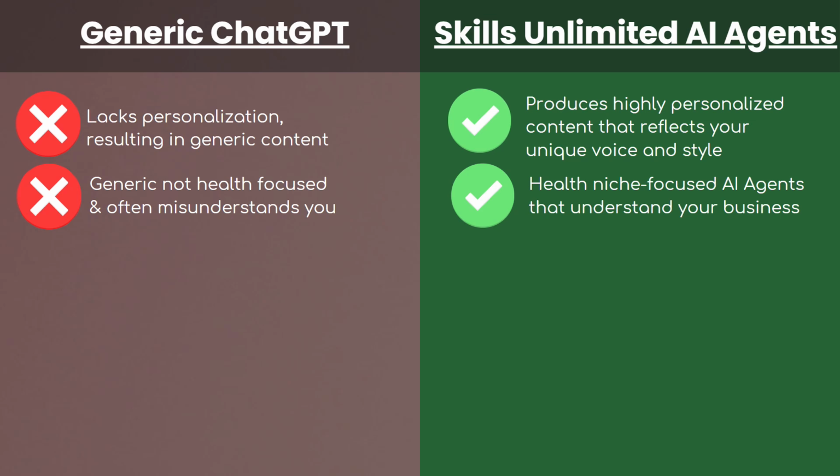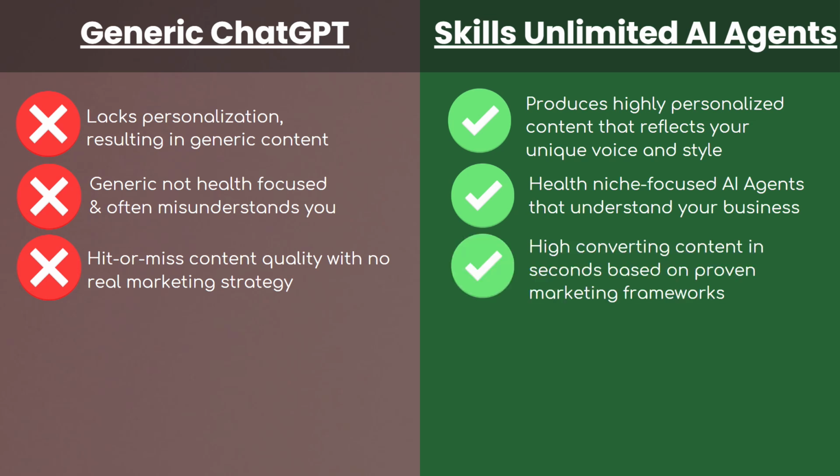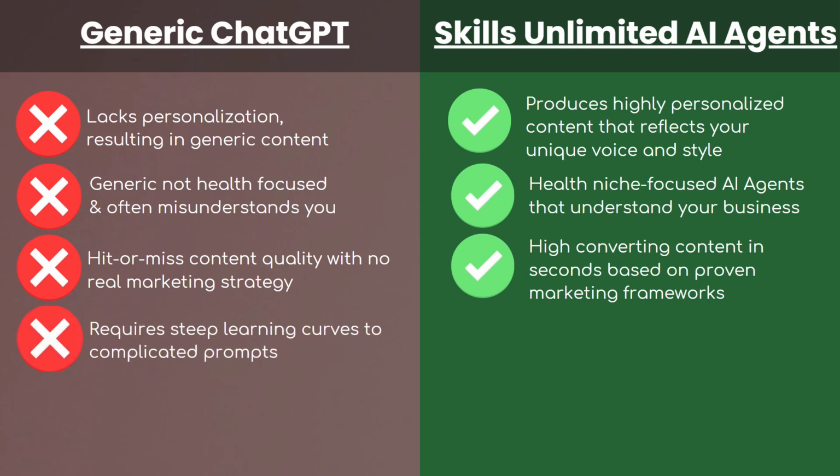your voice, your mission. And with the generic untrained AI that we're all using, it's really hit or miss with content quality. There's not really any real marketing strategy built into it. But with the agents in Skills Unlimited, it's very high converting content in seconds based on the proven marketing frameworks of what's been working. And generic AI requires steep learning curves in order to get complicated prompts going.